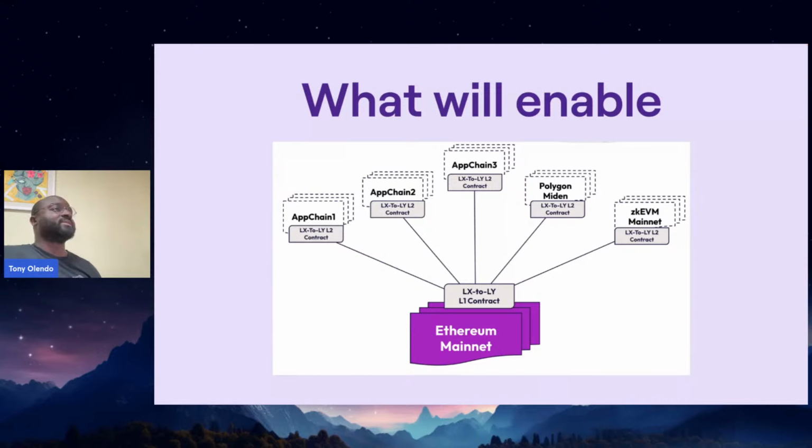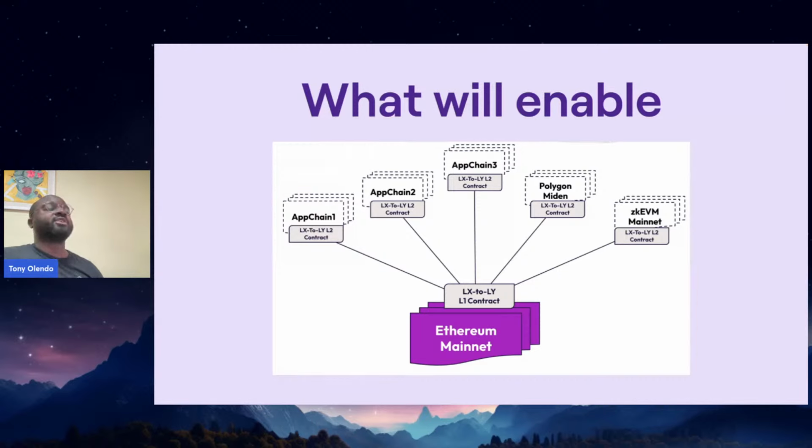And so what that means is basically illustrated in this image. So we have the ZK EVM, which will be connected up using the LxLy bridge. You have Polygon Miden. You have various app chains that are going to exist. So app chain 3 could easily be OKX. App chain 2 could be the Gnosis Pay chain. App chain 1 could be Astar, and all of them will be communicating with each other using the LxLy bridge.